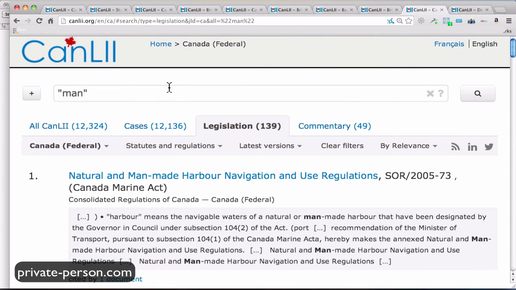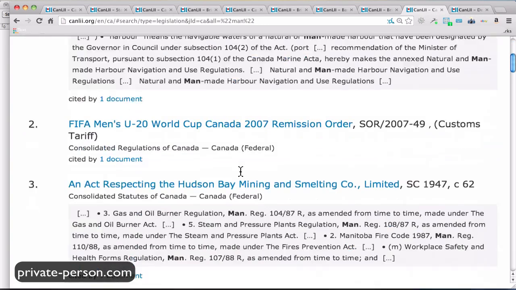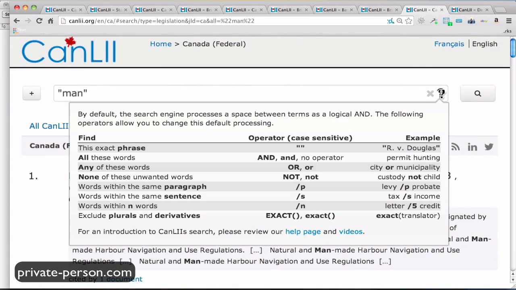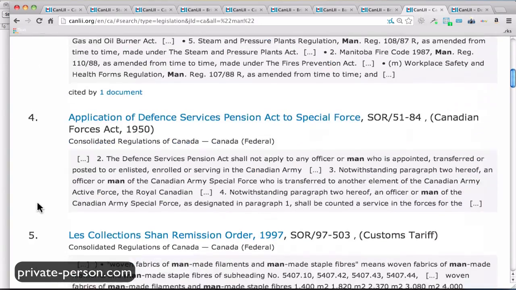If we go to the federal, we have statute and regulations. It's in 29 statutes and regulations, 110. But again, many of them can be ignored, man-made. And by the way, there is a way to drop these out using this little gadget here. But I never figured it out in time, so if anyone wants to figure it out, go for it.